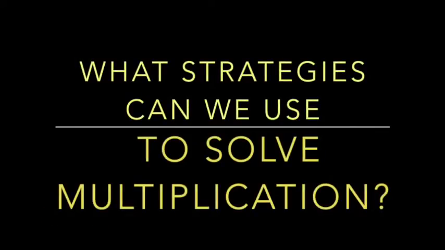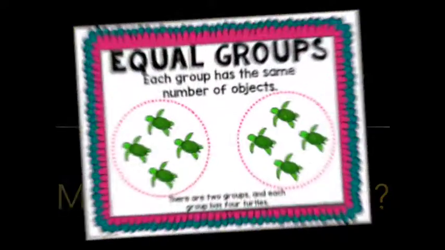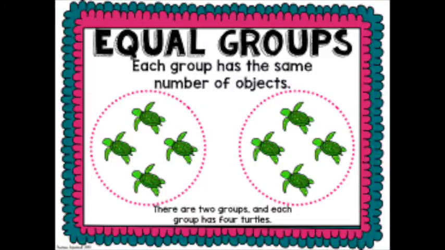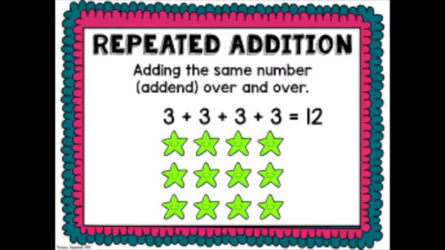Today's objective: I can multiply by 10. Let's review. What strategies can we use to solve our multiplication problems? We know that we can use our equal groups, where each group has the same number of objects. We can also use our array, our rows and columns, to show the number of groups and our total. We can also use repeated addition, adding the same number over and over again to get our total.